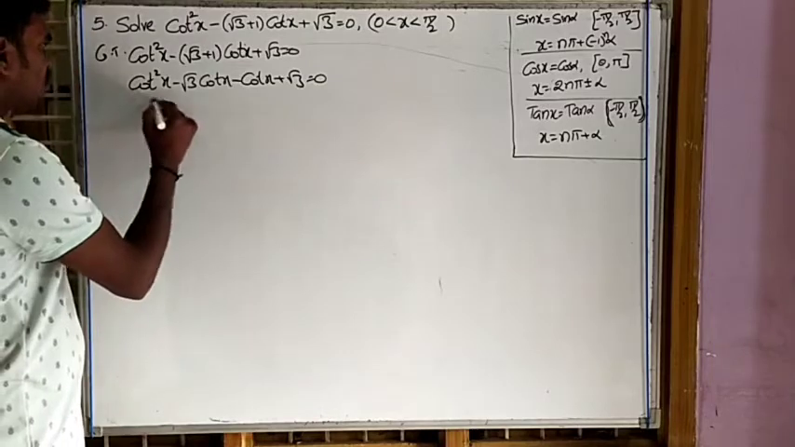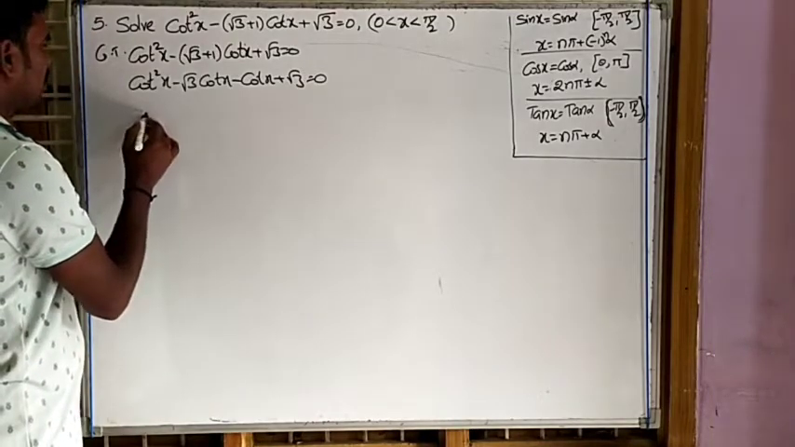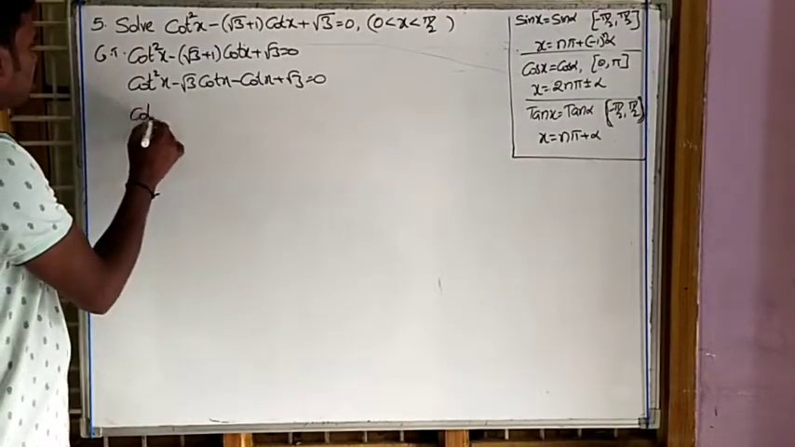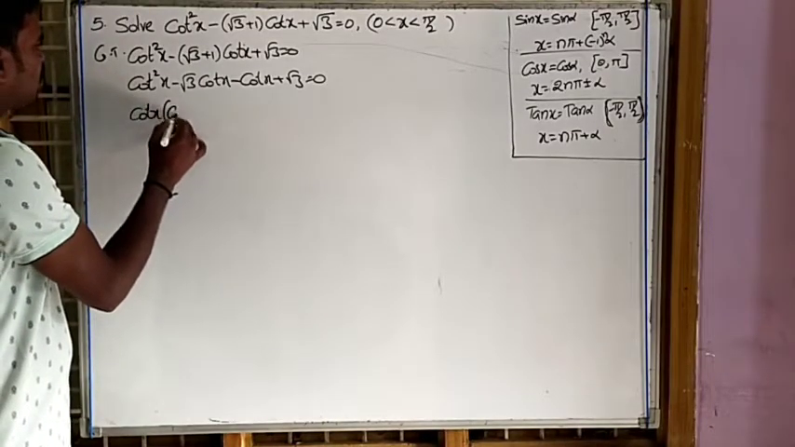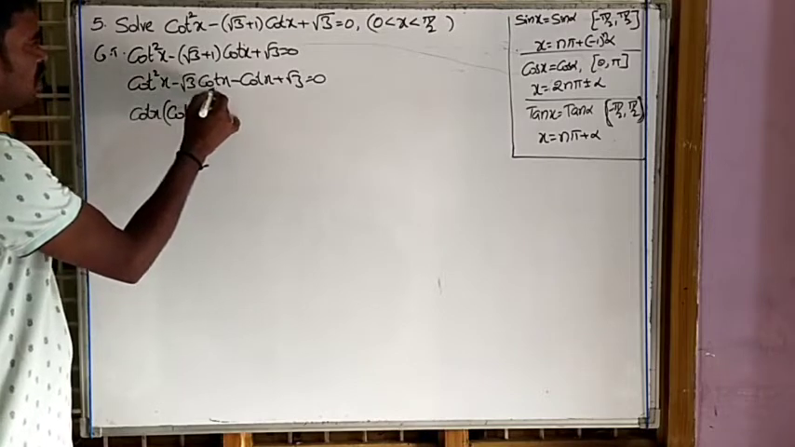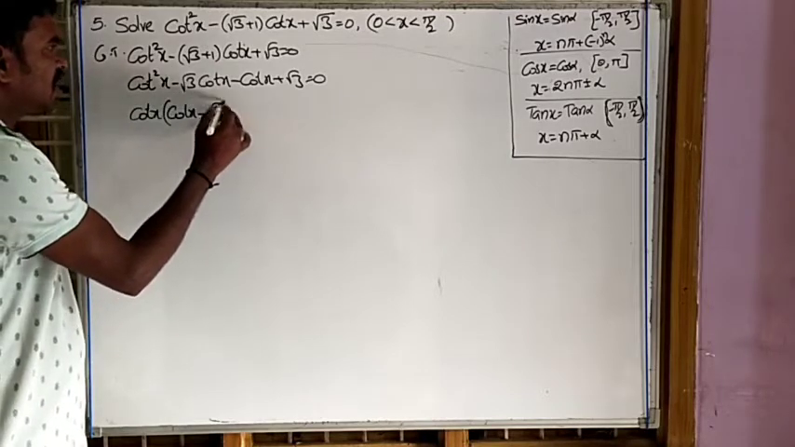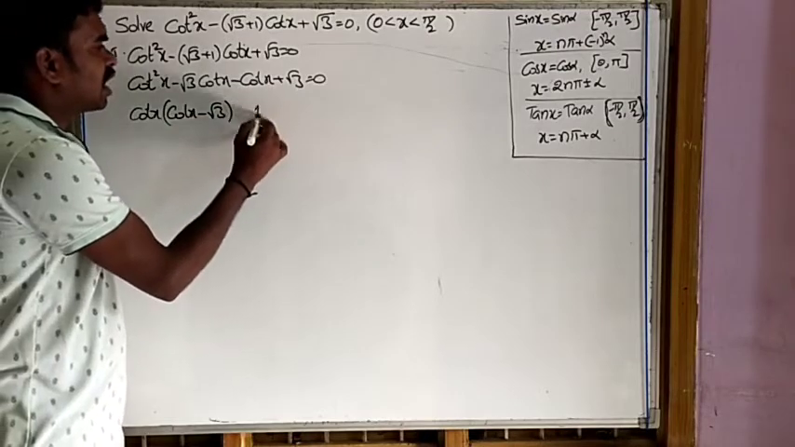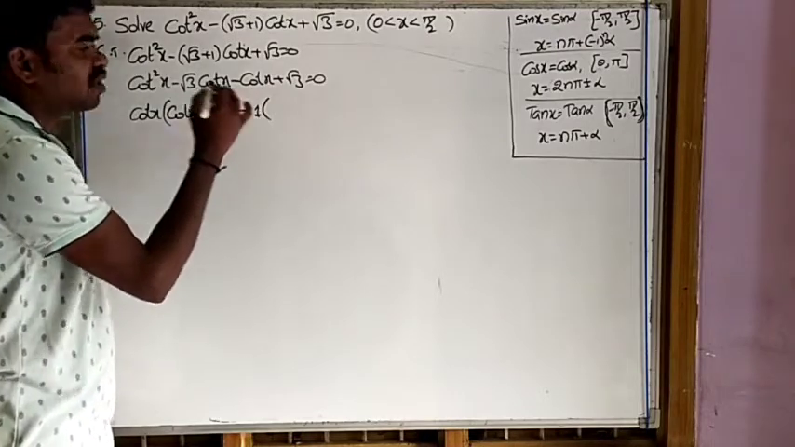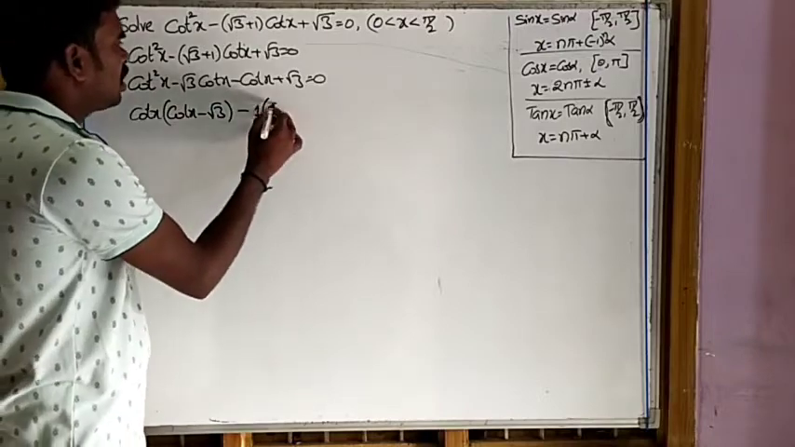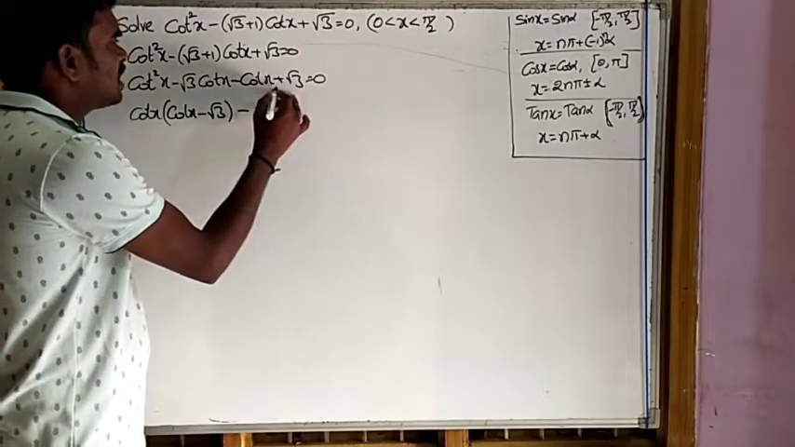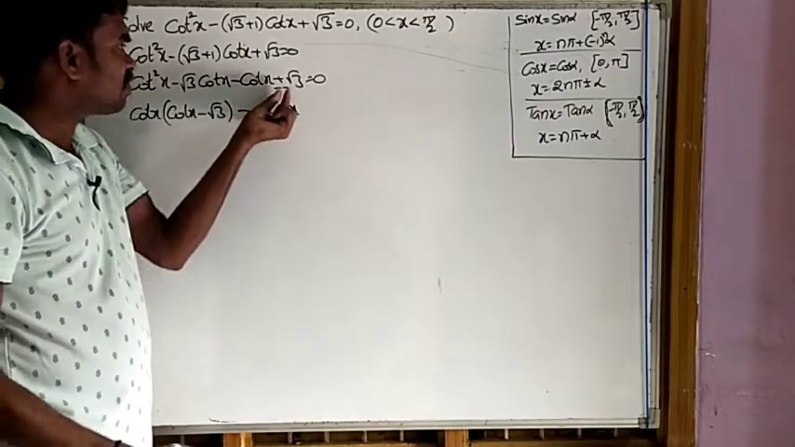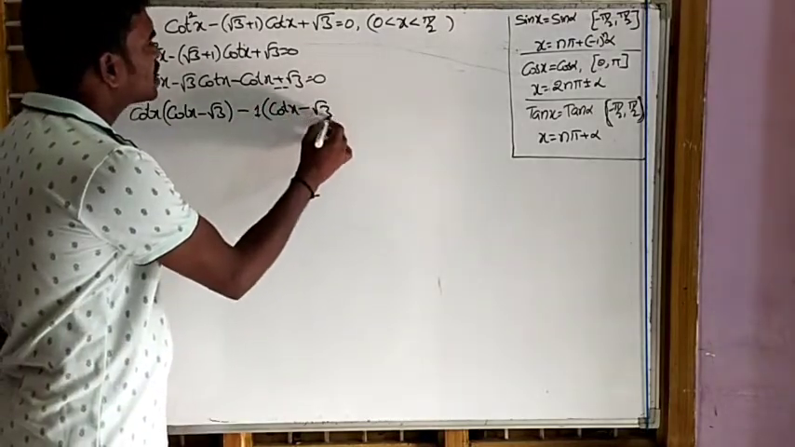What is common in the first two terms? Cot x is common. By taking cot x common, one cot x will be remaining. Here by taking cot x, remaining is minus root 3. And in the last two terms nothing else is common, so we can take 1, and since the first term is minus, take minus 1. So if you take minus 1 common, cot x is remaining. In this plus there is minus into minus, so if you take minus 1 common, root 3 is remaining.